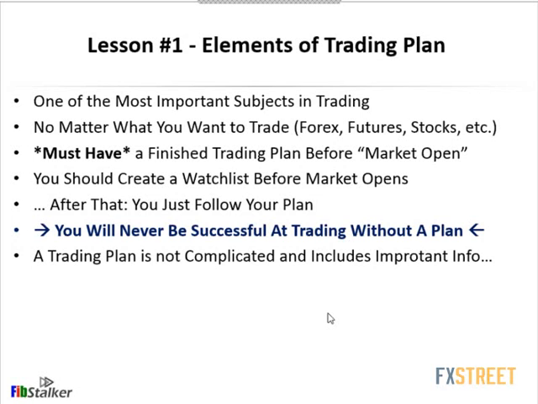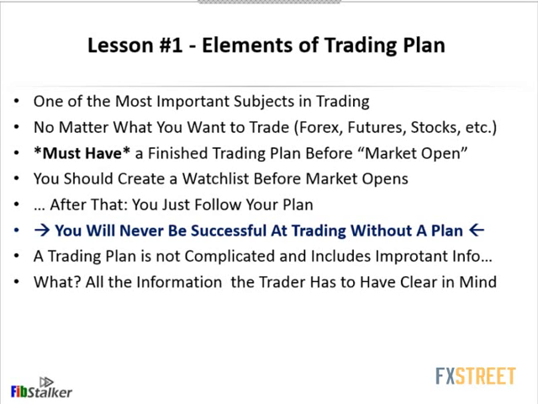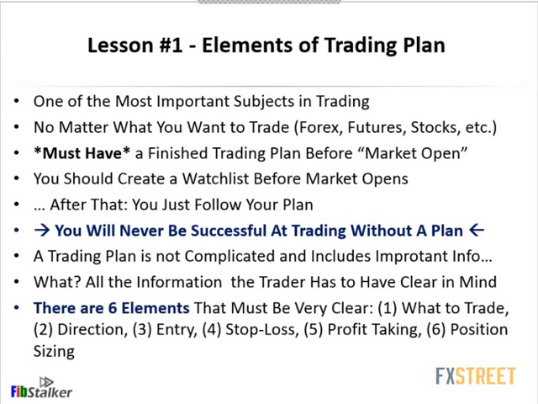So a trading plan is not complicated, and includes a number of important pieces of information. What is this information? All the information you have to have clear in mind to take the trade. There are 6 main elements. It must be very, very clear to you well before you take the trade. What to trade, the direction, the entry level, the price, the stop loss, the profit taking, and the position sizing. How much do you put on in your position? Okay, very, very important. You might know some of these things, but I bet that a lot of people do not have that structure in mind.